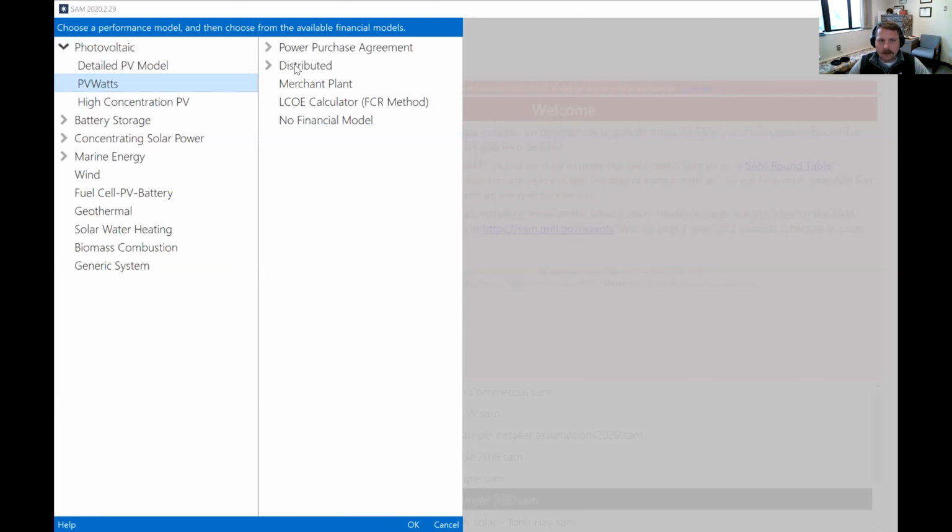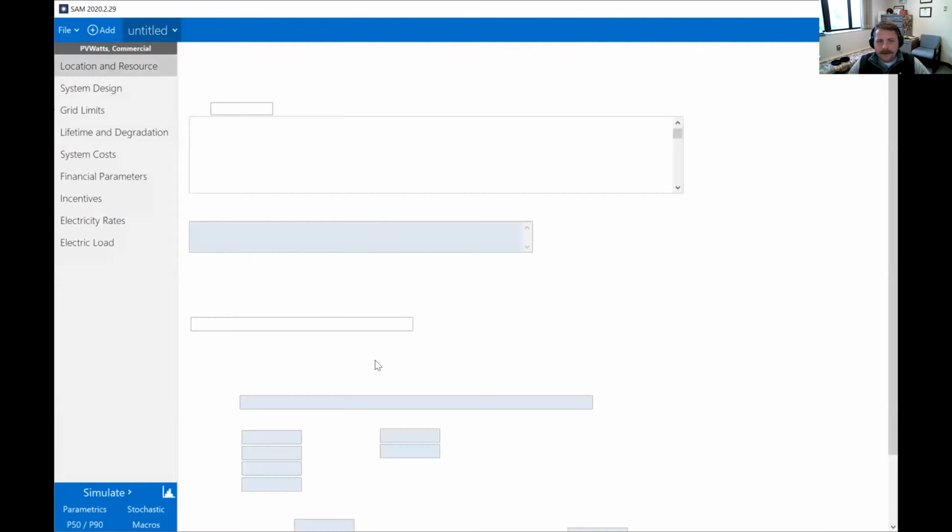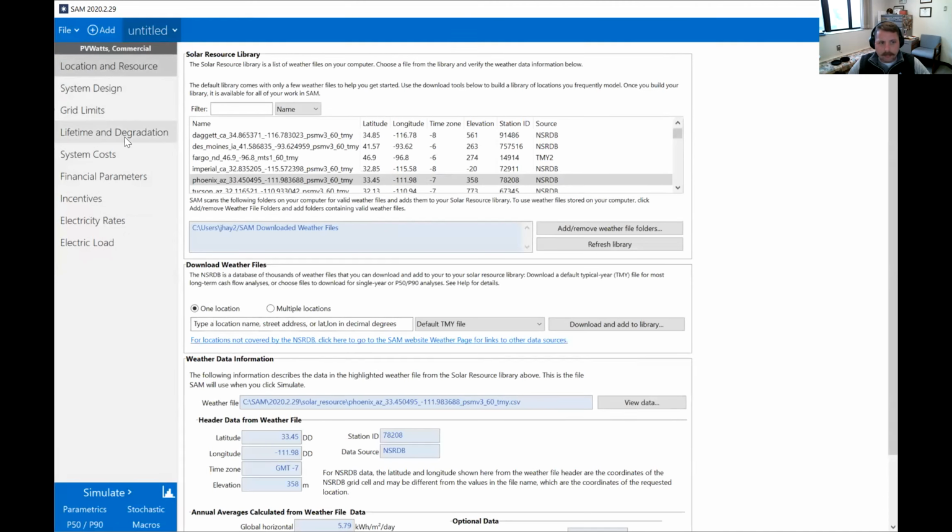Because this is behind the meter, we're going to call it distributed, and it's going to be commercial. Again, you could choose residential. Really, the difference between commercial and residential is simply the depreciation. We see the depreciation tab when we use commercial. And then we're going to click OK. That opens up our System Advisor Model, and we begin the process of filling out the tabs on the left-hand column. First thing we're going to do is download weather data.